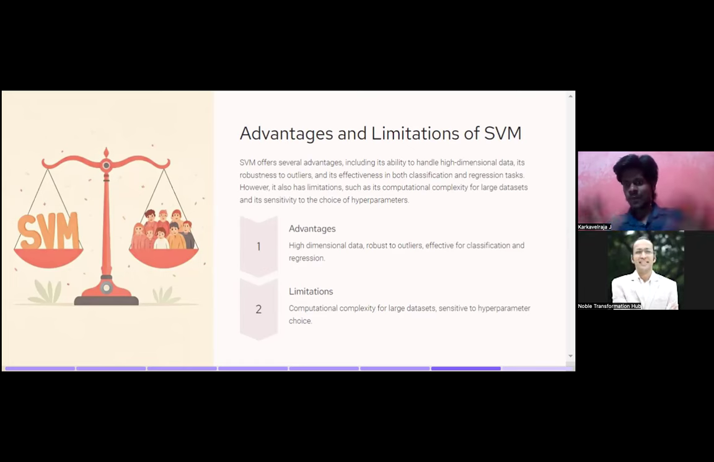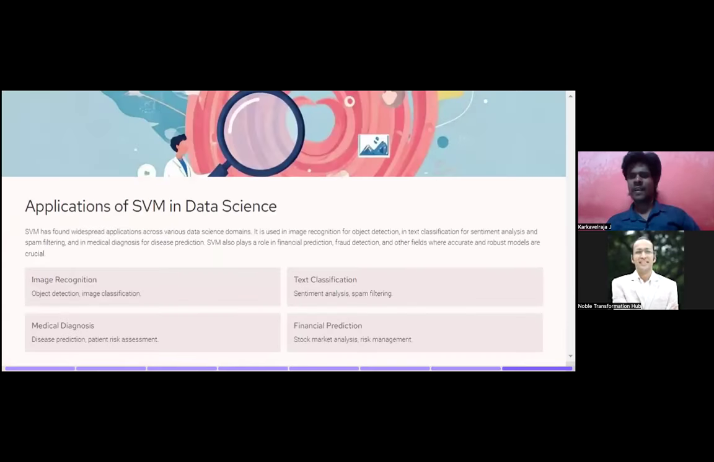Hope you guys can understand. Okay. So yeah, hope this is clear. Let us move on to the next thing. So yeah, the final thing, application of SVM in data science. Okay. Yeah, SVM found wide application across various data science domains.